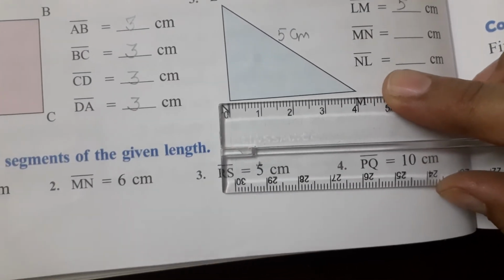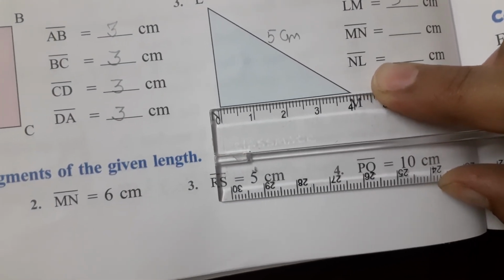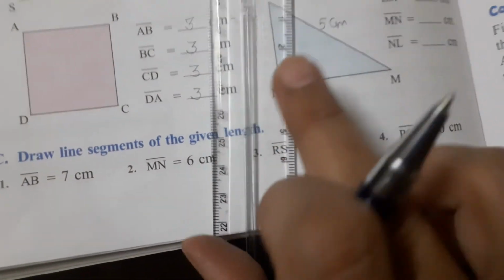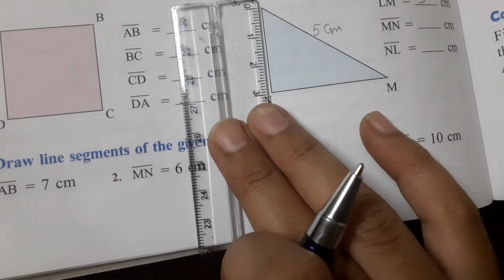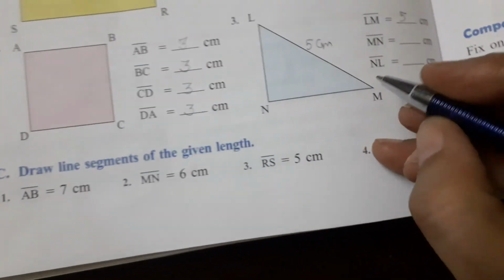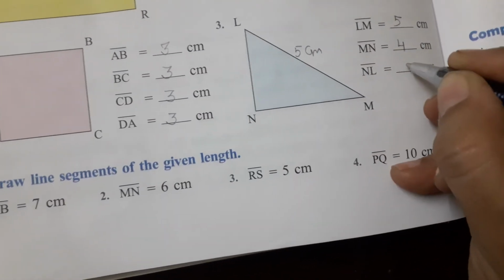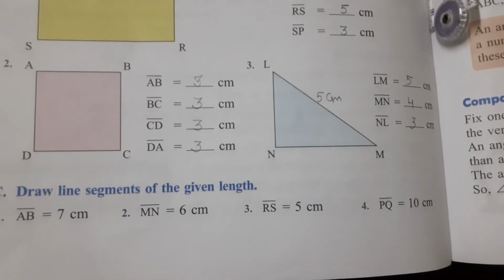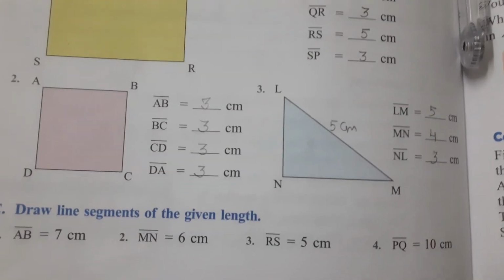Next is MN. Measure this line segment. Keep 0 at N and measure it. It is 4. And if I have to measure LN, this is 3. So MN is 4 centimeter and NL is 3 centimeter. In this way you will measure the line segments.